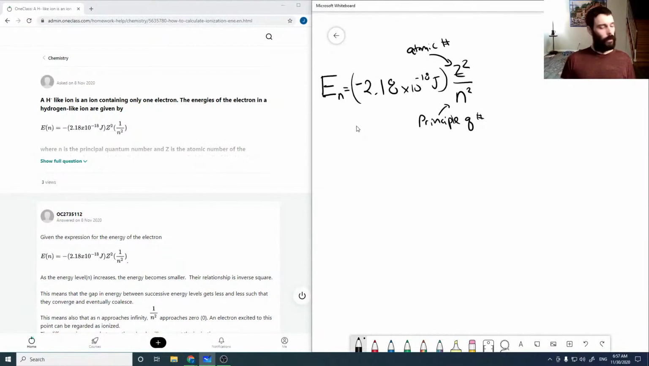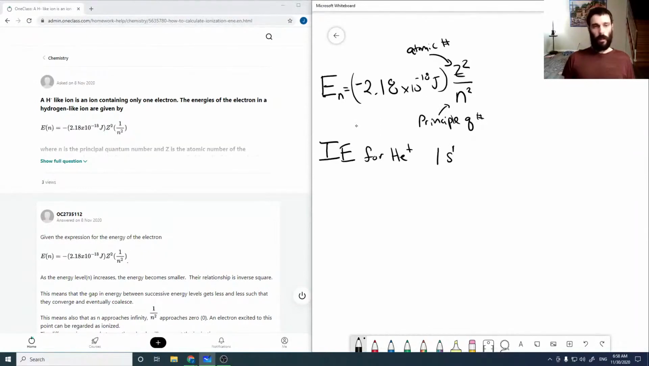And Z is the atomic number. So the question is looking for the ionization energy for helium plus. So helium should have 2 electrons. Helium plus only has 1 electron. So helium would be a 2s2. No, it wouldn't. Helium would be a 1s2. But because it's helium plus, then it's just 1s1, which is the same as hydrogen.